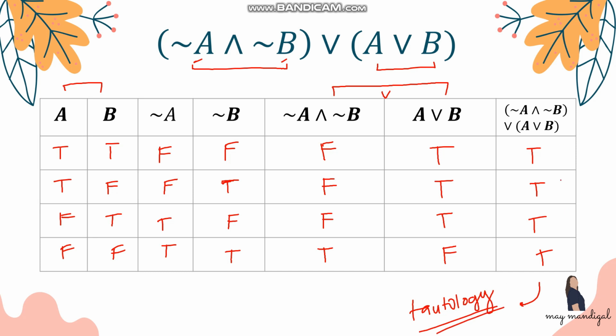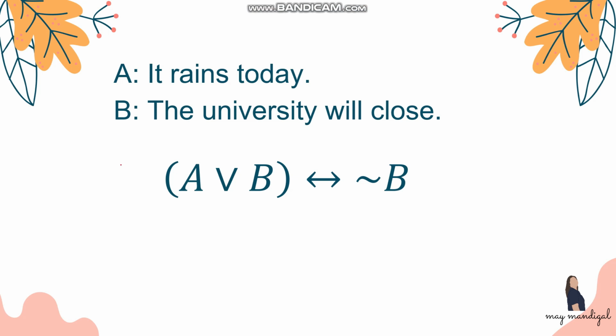Since all of the truth values that we get on the last column are all true, that means for all the cases, it will lead us still to a true statement. So there is no combination here that will give us a false statement. So let's have another one. For A, it rains today, and then B, the university will close. So what we will do here, let's try to write them first in sentence form so that you can also practice. So A, it rains today, or the university will close.